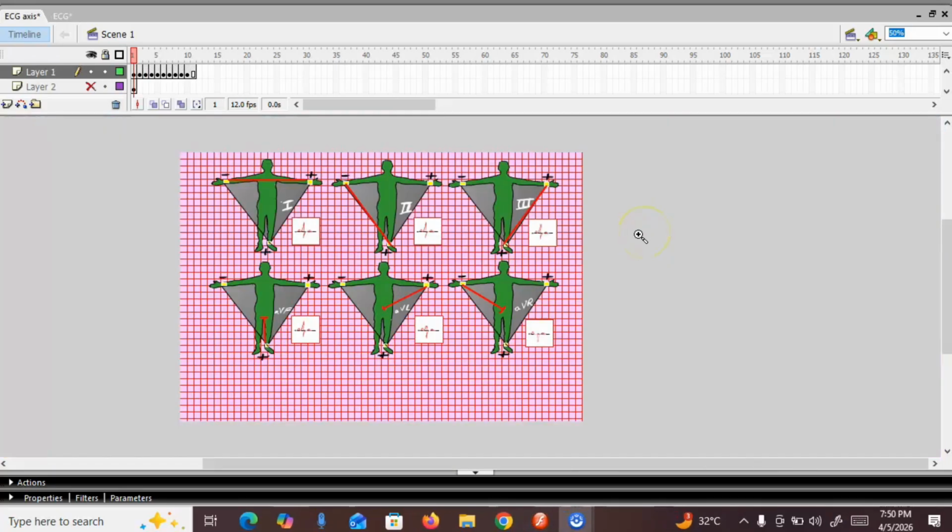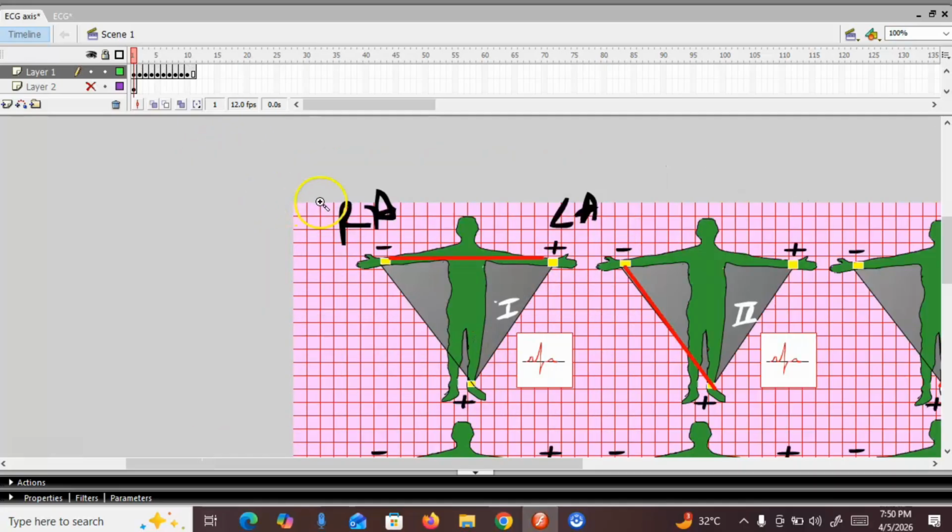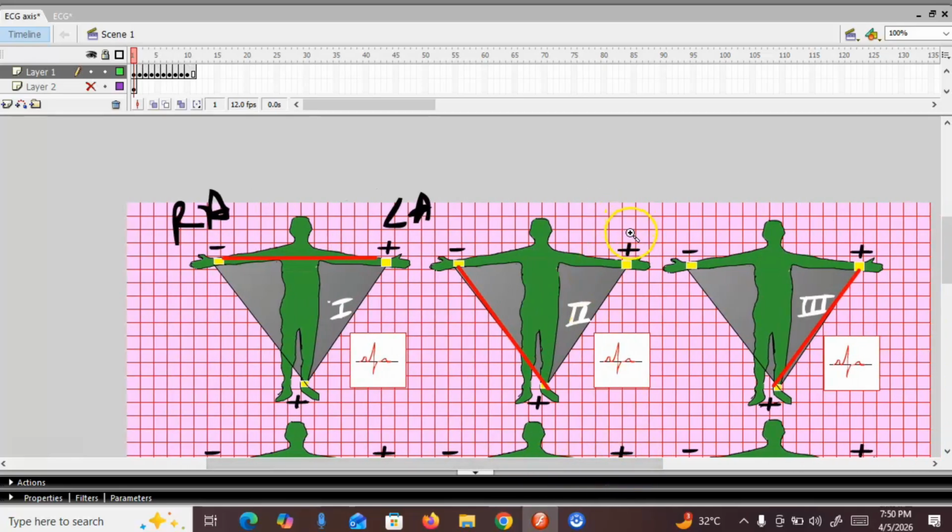Now we have got multiple leads. We have got the standard leads, lead 1, lead 2, lead 3. As we know, in lead 1, the left arm is connected to the right arm. So this is lead 1. This is lead 2, where the right arm is connected to the left leg. And here is lead 3, that is the left leg is connected to the left arm.